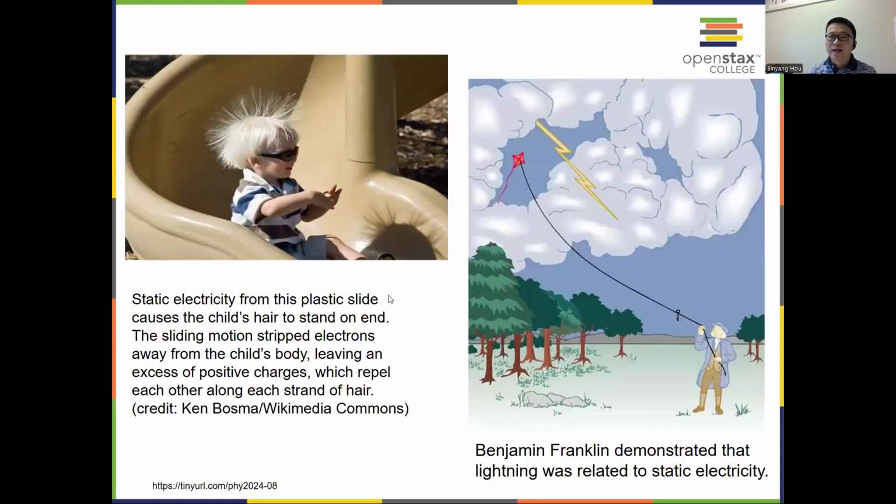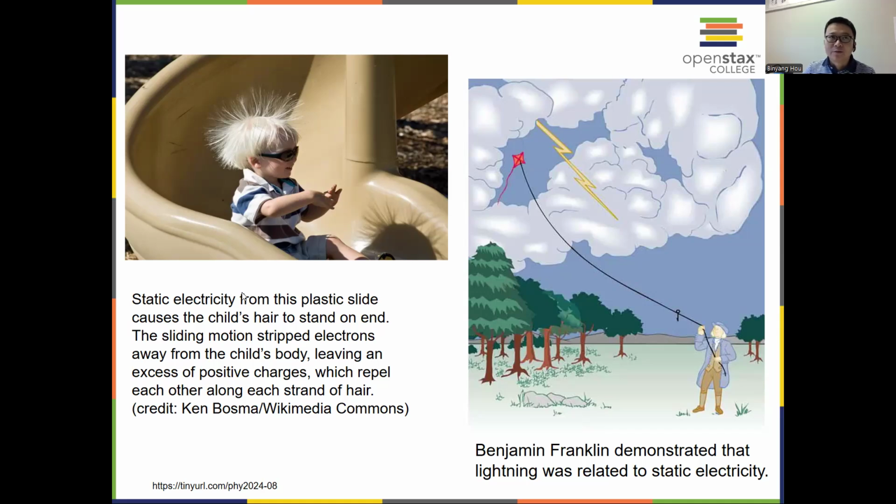So we probably heard about electricity when we were little. Actually, we are using electricity every day. You can also experience electricity on the playground. If you watch kids slide down the slide, sometimes you see their hair stick up because electricity is generated as they slide down, between their body and the slide. Okay, so that's called static electricity.